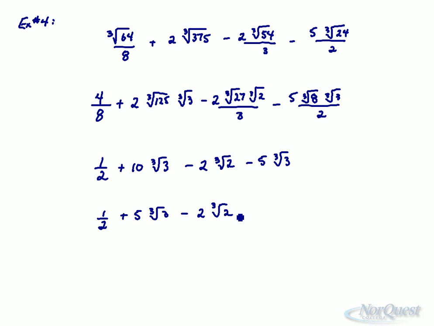You can't collect cube roots with square roots, just like you can't collect x squareds with x's. All right, so the rules of radicals are very similar to the rules of polynomials. Got to collect like terms. Let's look at 4 multiplication type problems.